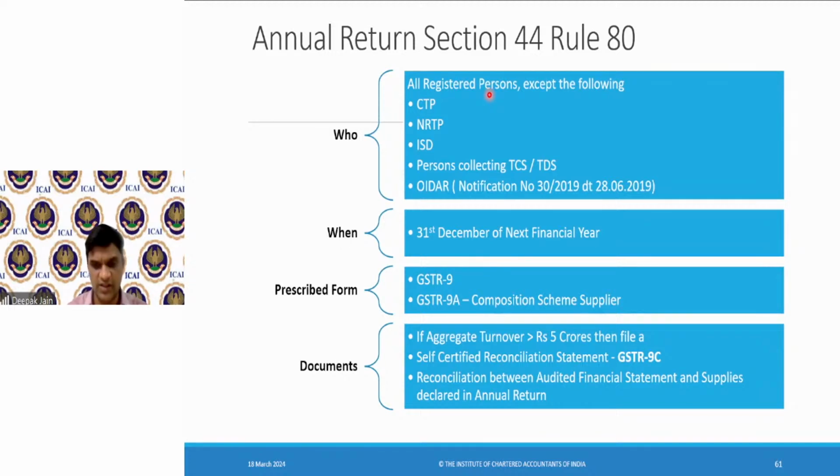First return means GSTR 1 and 3B. Yes, the first returns that you file, the first GSTR 1 and 3B, is your first return.